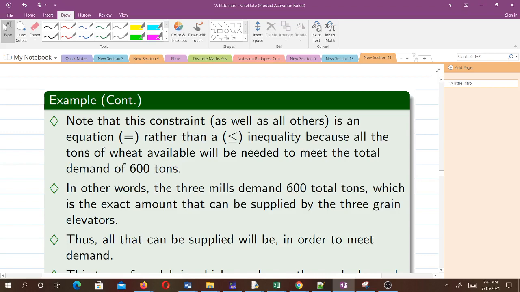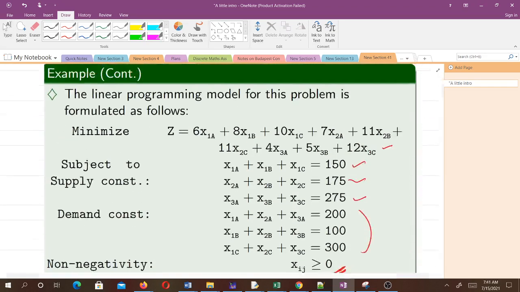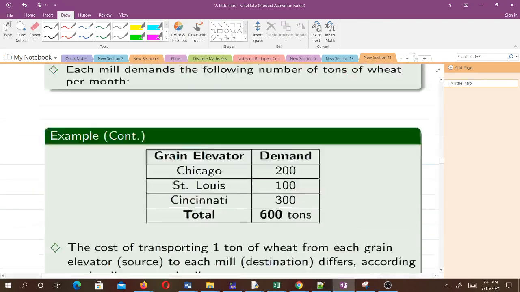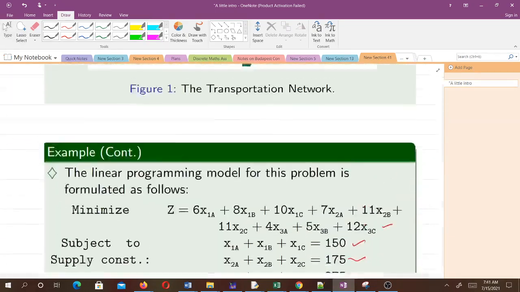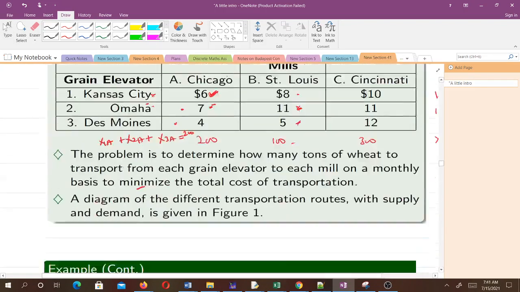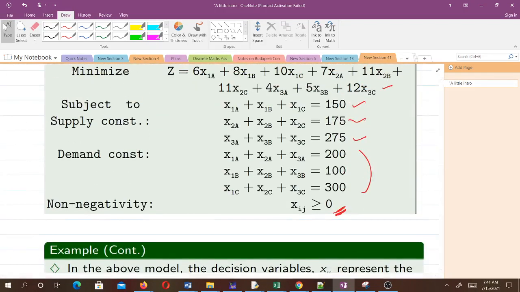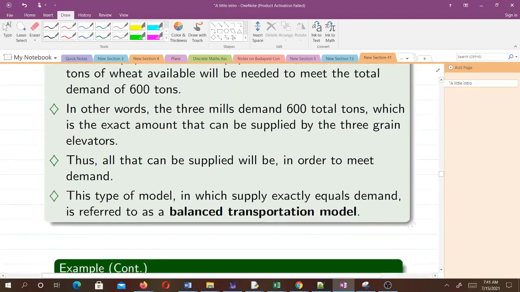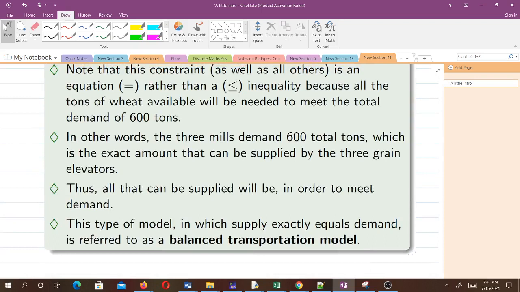So you could see that in this case, the total number of supply is 600. The total number of demand is also 600. You can see that here. Total supply 600, total demand 600. So that's the reason when you're formulating the constraints, all of them had equal signs instead of inequality, right? So in a transportation problem where the demand is equal to the supply, we call it a balanced transportation model.